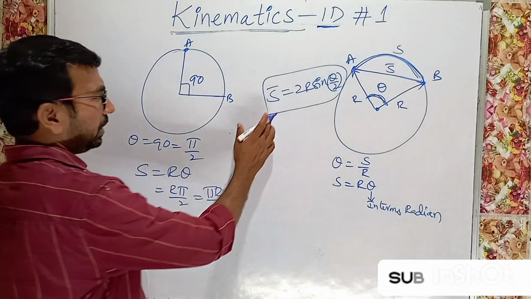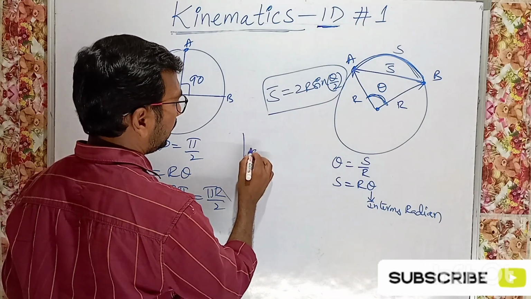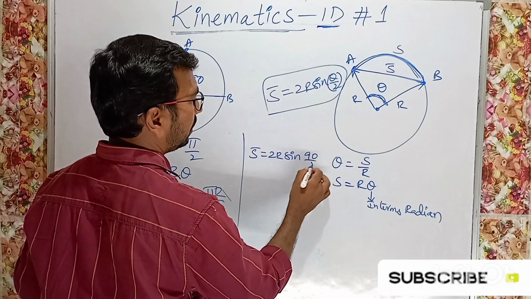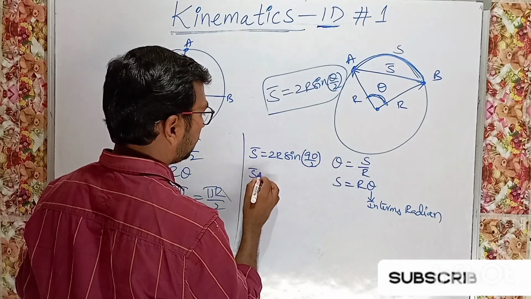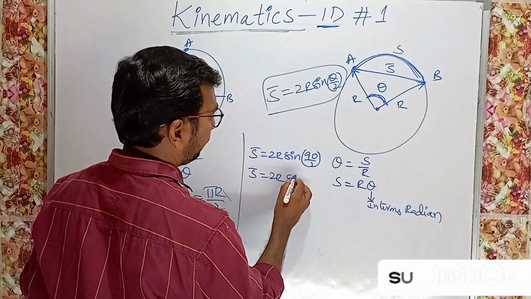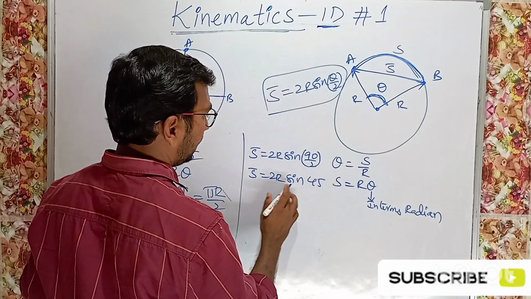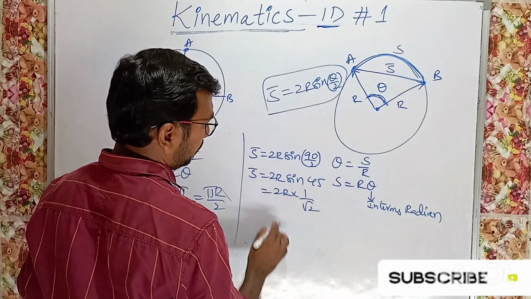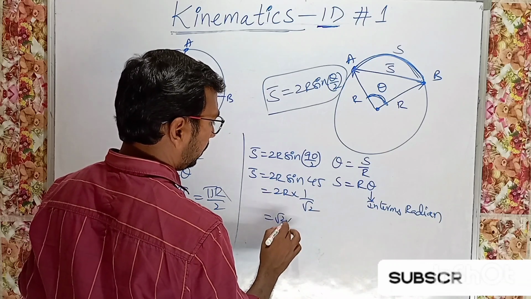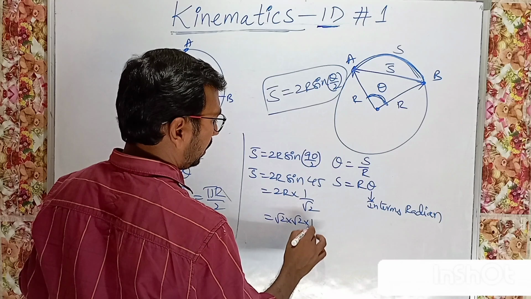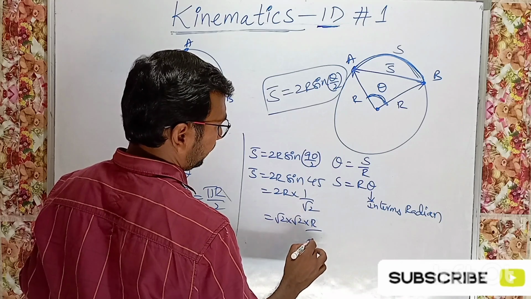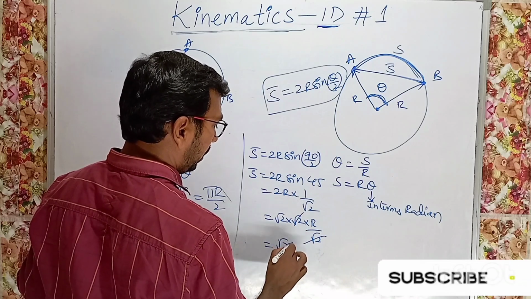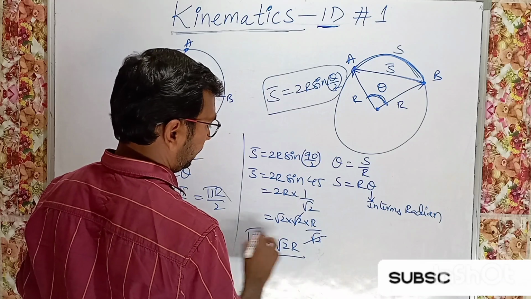So you can find out displacement similarly. Displacement S bar is equal to 2R sin 90 by 2. So sin 90 by 2 means 2R sin 45. Sin 45 value is 1 by root 2, so 2R into 1 by root 2. You can write this as root 2 into root 2 into R by root 2. One root 2, one root 2 cancel. You will get root 2R. So displacement is equal to root 2R.